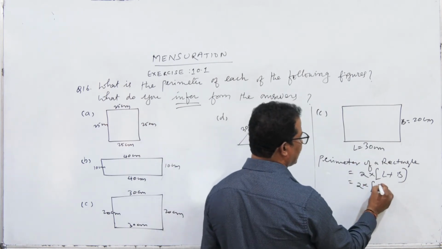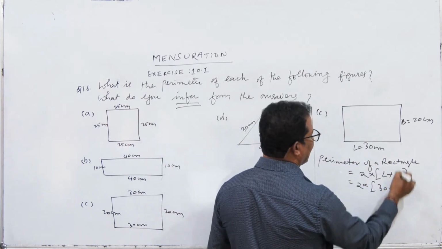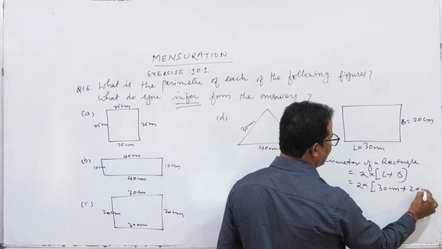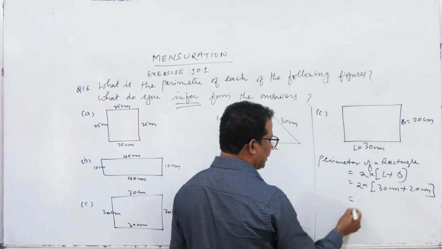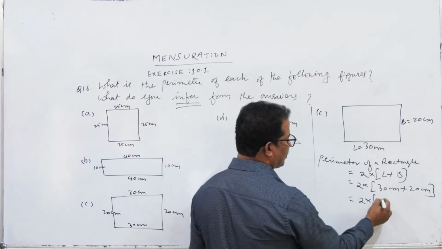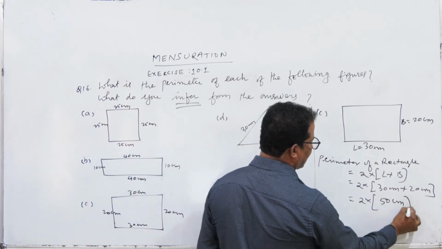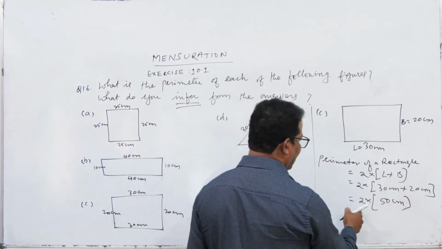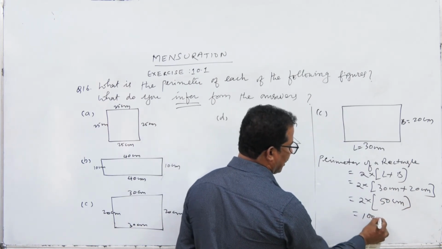What is the length here? 30 centimeter, and the breadth is how much? 20 centimeter. That is again equal to 2 into 30 plus 20, how much? 50 centimeter. And if you multiply 50 by 2, we will get 100 centimeter.